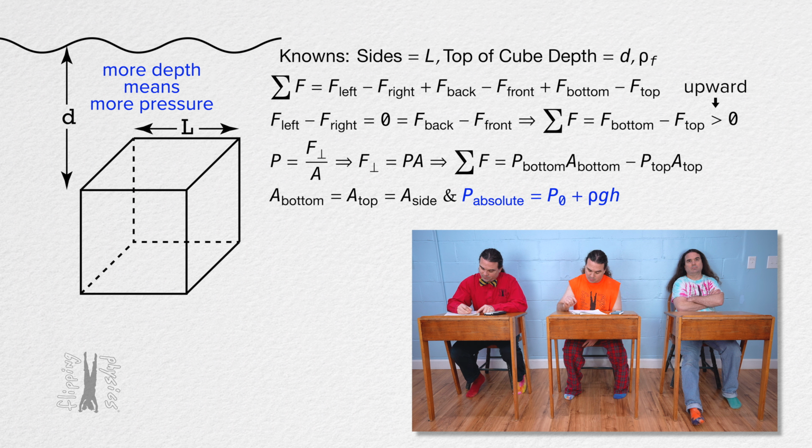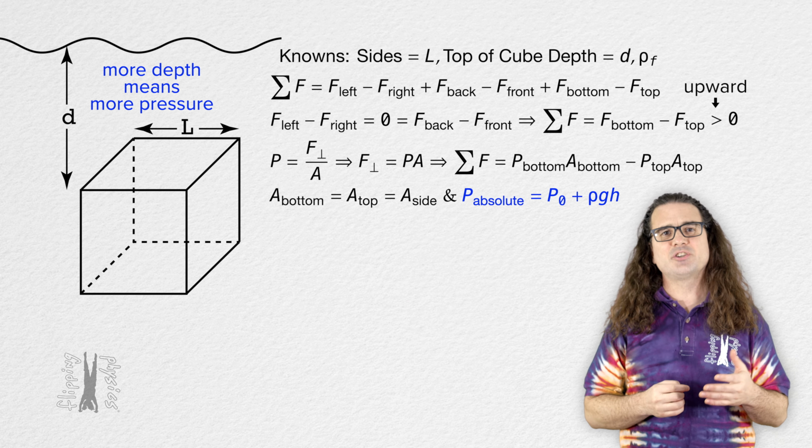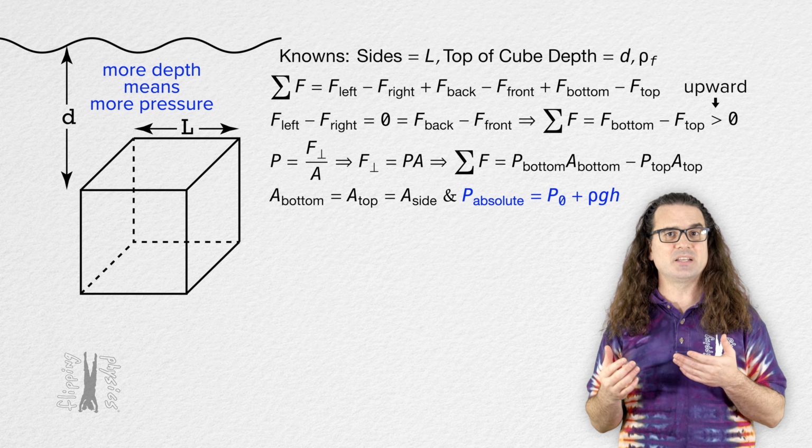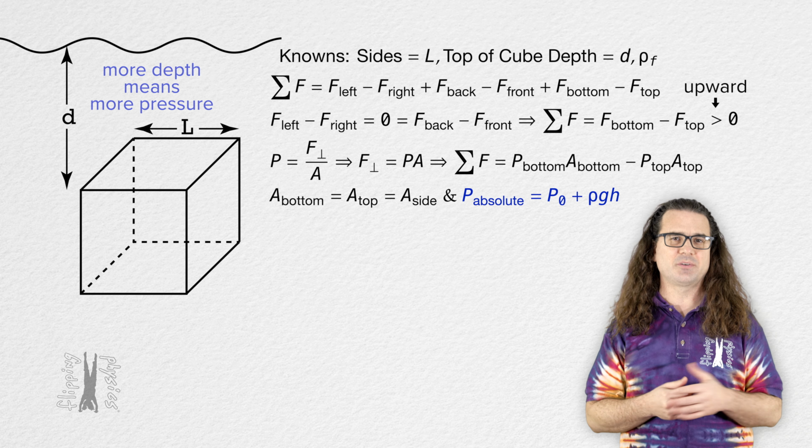Absolute pressure equals pressure naught, where pressure naught is the pressure pushing down on the top surface of the fluid, plus rho, the density of the fluid, times g, the gravitational field of the planet, times h, the depth of the fluid, or the distance from the top of the fluid to the location where you are measuring the absolute pressure. Correct, Bobby. Now we can substitute the equation for absolute pressure in for the pressure on the top and bottom sides of the cube in our net force equation.